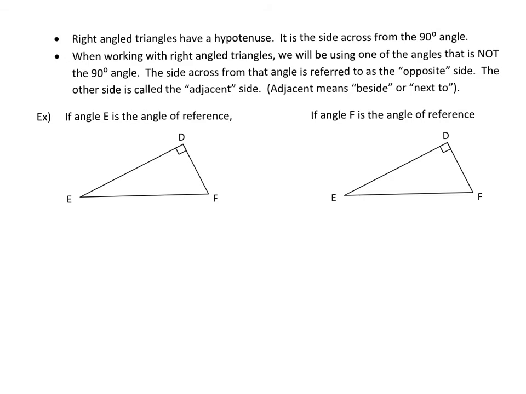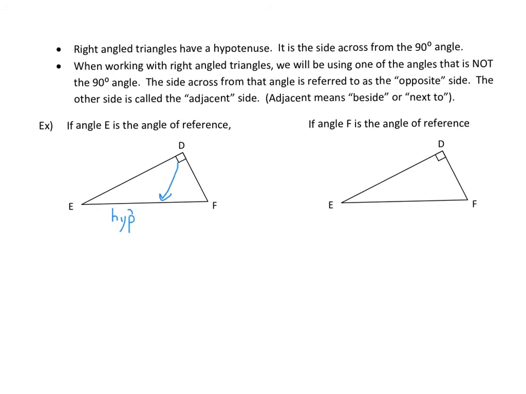So one other thing that we've talked about, we're going to be focusing on right-angled triangles, and we know that right-angled triangles have a hypotenuse, and we talked about using the Pythagorean theorem. It only works with right-angled triangles, and we talked about how to identify that hypotenuse. The hypotenuse is always the side across from the 90-degree angle. So in my diagrams down here, the long side, the one across from the 90-degree angle, is called the hypotenuse.